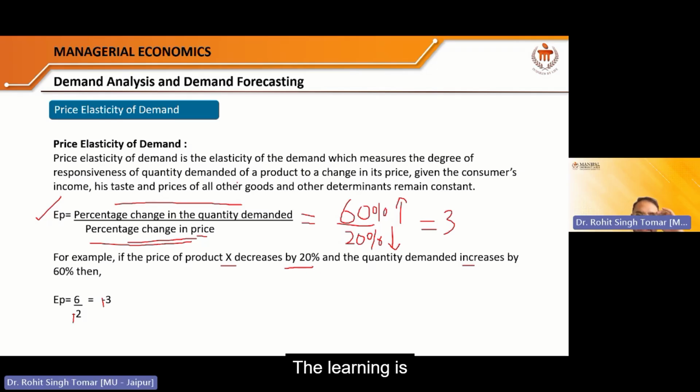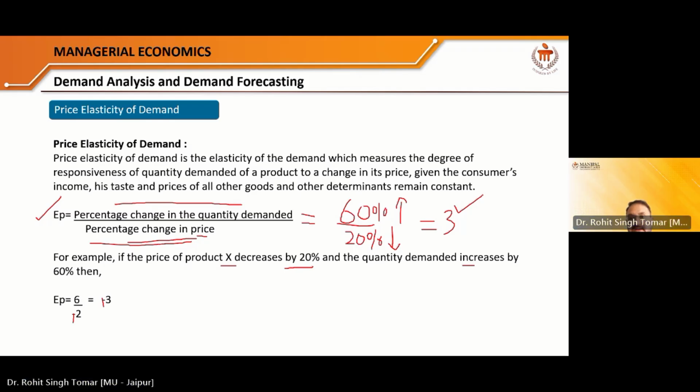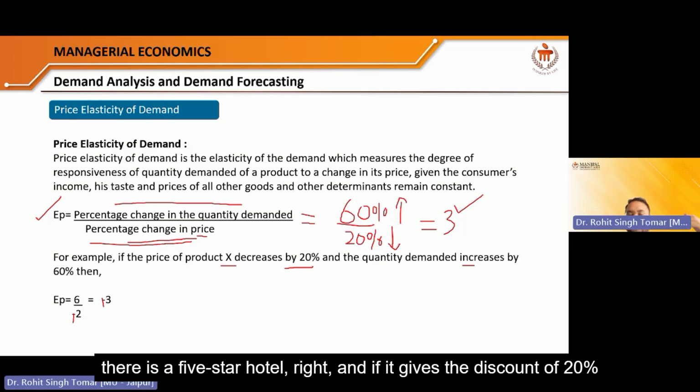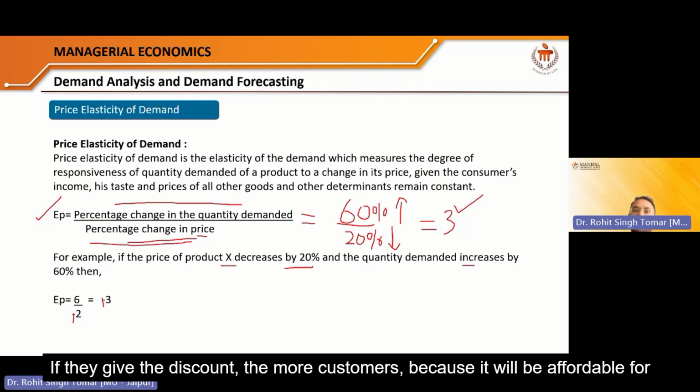So what is the learning? The learning is if the price elasticity is greater than 1, I should give a discount to my customer. I should reduce the price to increase my sales, because if I reduce the price, more customers will come. Now, what kind of product could that be? That could be a luxurious product. If there is a 5-star hotel and it gives a discount of 20% during the off season, more customers will come, because it will be affordable for them.